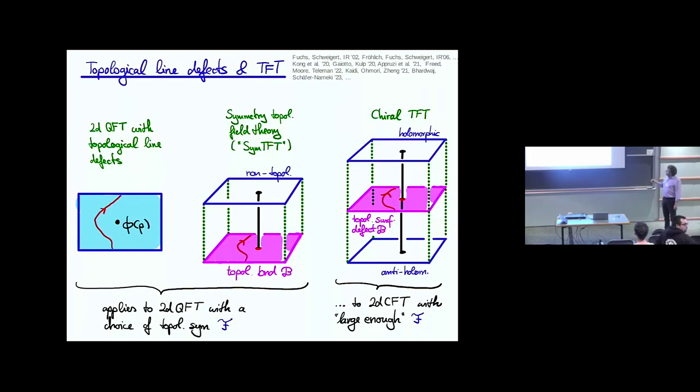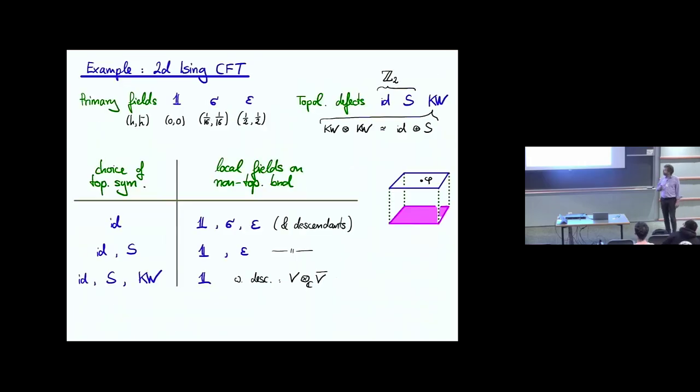So I want to do an example to say what I mean by this large enough F. So let's look at the two-dimensional Ising model. So that's our favorite conformal field theory in 2 dimensions. It has central charge 1/2. It has 3 primary fields. I've given their holomorphic and anti-holomorphic scaling dimension here. It also has 3 elementary topological defects: the identity, the spin flip 1, which generates the Z2 symmetry, and the duality defect, which has these composition rules.